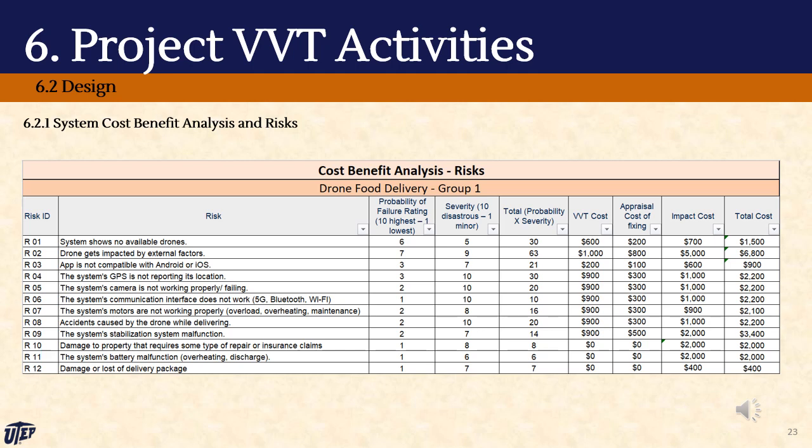63, necessitating immediate action during the VBT phase to mitigate potential consequences, as allowing it to persist into the final product would result in a significant impact cost. Conversely, risk 12, involving damage or loss of delivery packages, carries a lower risk value of 7, indicating a lower likelihood and impact, thus allowing it to be deemed acceptable without intensive focus during the VBT stages.